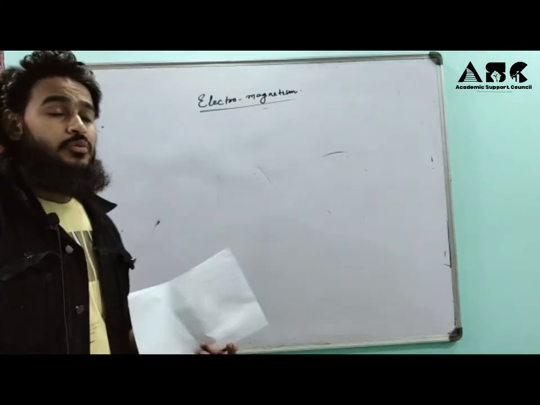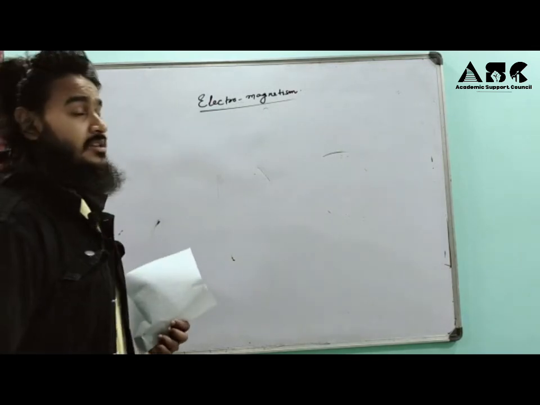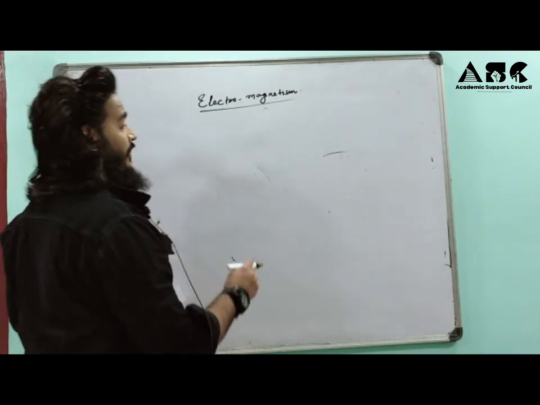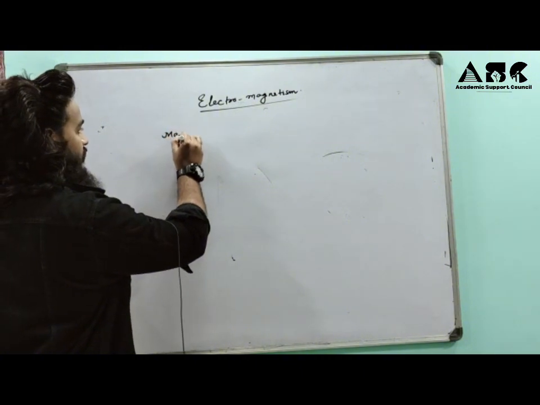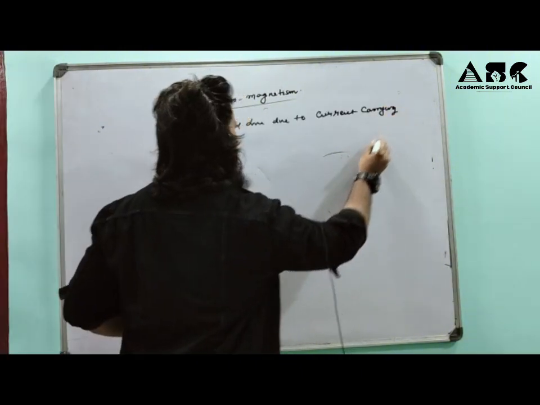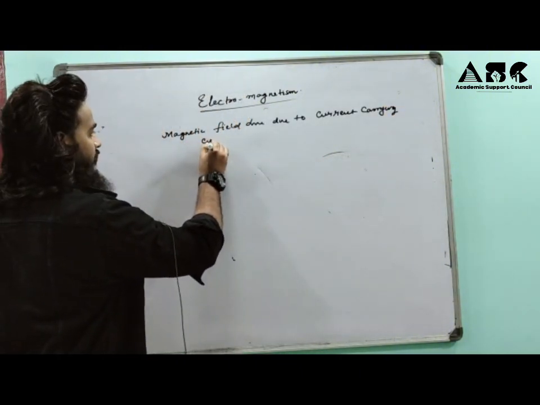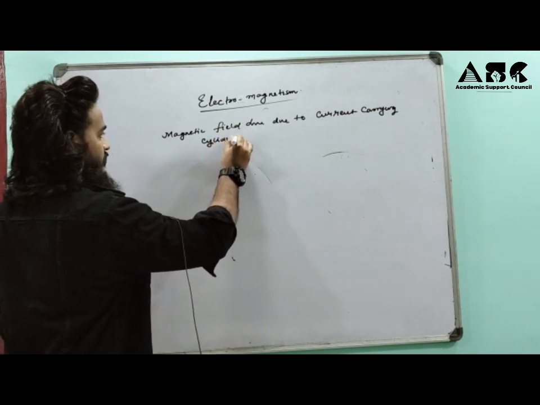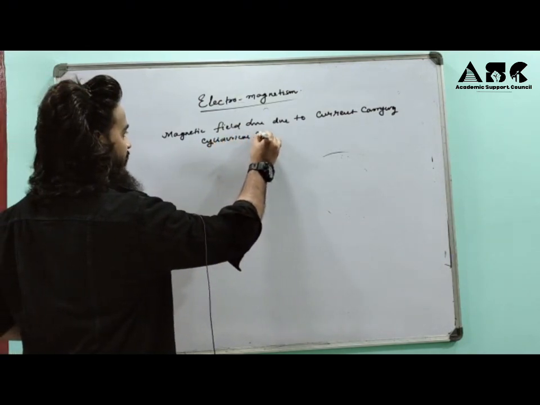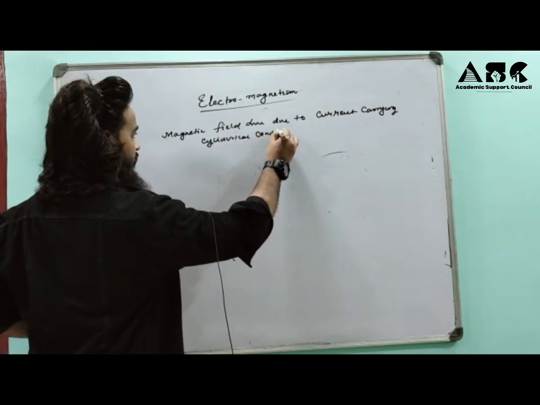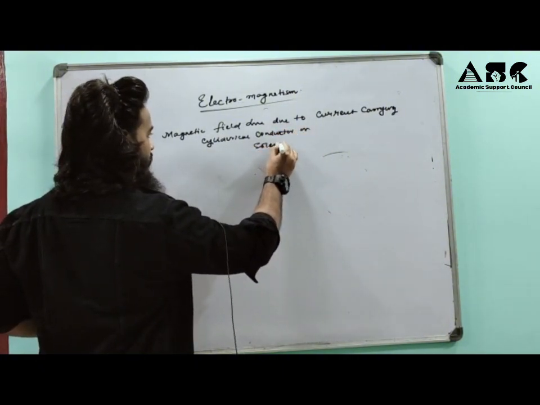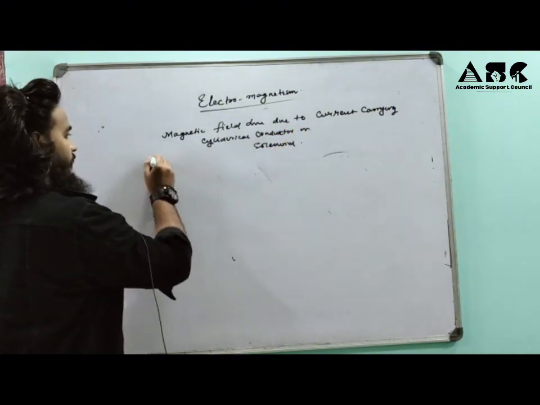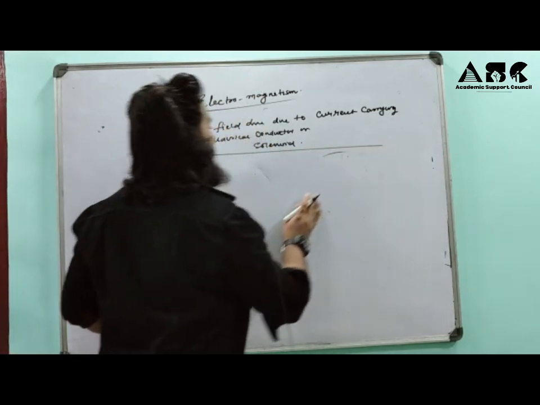Magnetic field due to a current carrying circular wire or solenoid. Magnetic field due to a current carrying cylindrical conductor or solenoid. Okay, what is a solenoid?